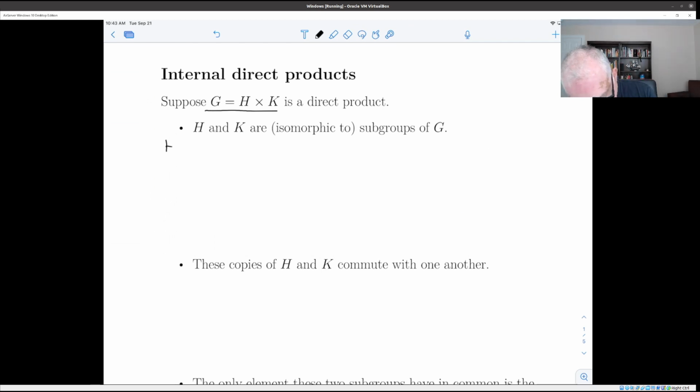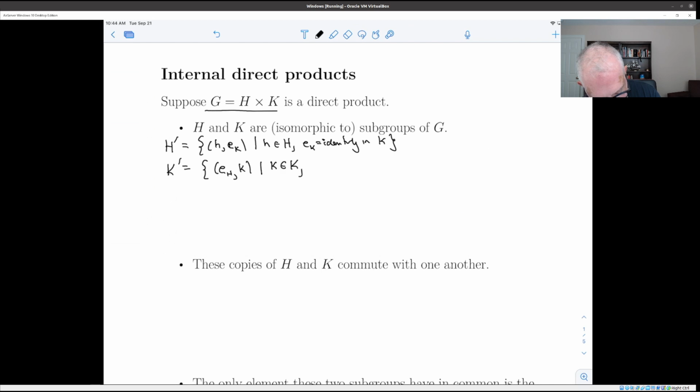And those two subgroups are, if we let H prime be the collection of pairs where the first component is chosen from H, but the second component is fixed as the identity element in K, and K prime is the collection of pairs where the first component is fixed to be the identity element of H, and the second component is chosen to be any element in K. And these are subgroups of G.